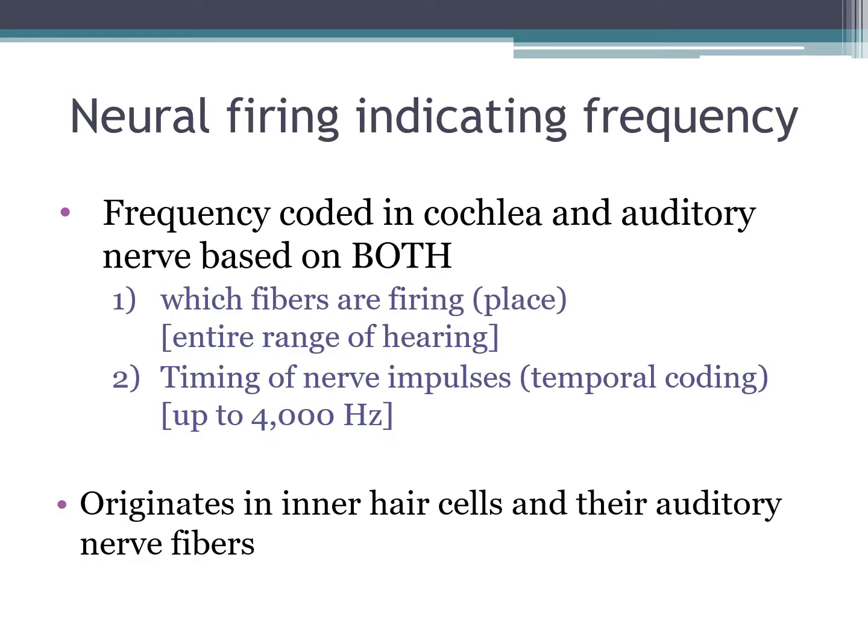So just to put that all together, frequency coding, or coding for pitch, at the level of the cochlea and the auditory nerve is based on both which fibers are firing, which is the place theory, that tonotopic map that we see on the basilar membrane across the entire range of hearing. It also depends on the timing of the nerve impulses, where we see temporal coding or phase locking to those peaks of condensation. And that's happening up to about 4,000 hertz.